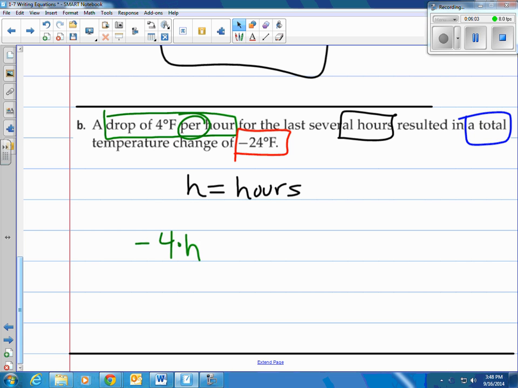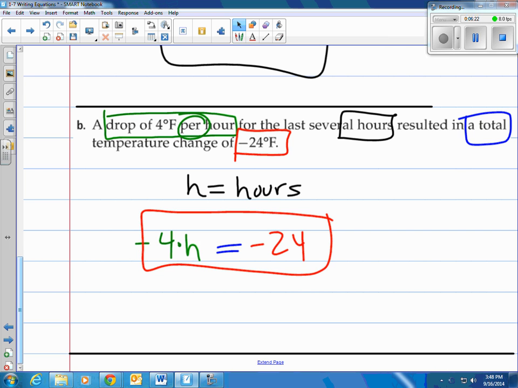And then we have our total, which will be in blue here, just so you can match it up. Our total will be negative 24 degrees. So we'll actually put that in as negative 24 degrees. And there is our equation.